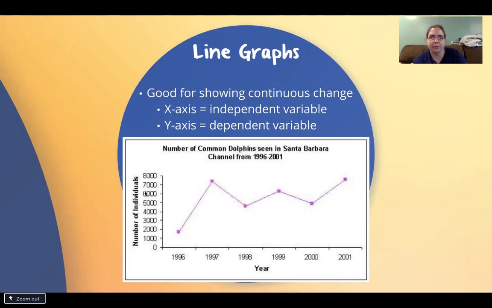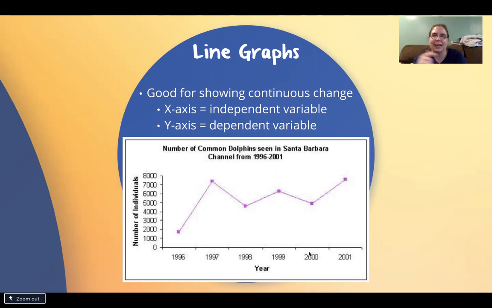That's what we're measuring. Now in this particular graph, they're looking at the number of dolphins seen in Santa Barbara Channel between 1996 and 2001. So I am choosing to count the number of dolphins each year. That's why time can be an independent variable, because I'm choosing the time frames that I'm looking at. I'm choosing to go out in each year, 1996, 97, 98, 99, 2000, 2001.